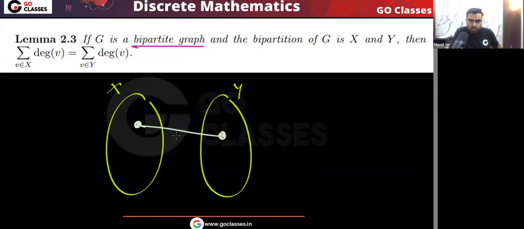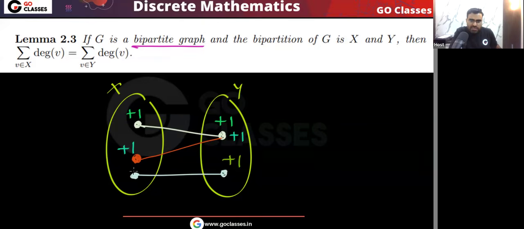So if I put this edge, because of this edge, the total degree of part X is increasing by 1, and the total degree of part Y is increasing by 1. Okay, you can put another edge. For example, let me put this edge also. Now you can easily see the total degree of part Y increasing by 1, total degree of part X increasing by 1. You can put another edge. For example, let me put this edge. Then again the same thing. Total degree of part Y increasing by 1, total degree of part X increasing by 1.